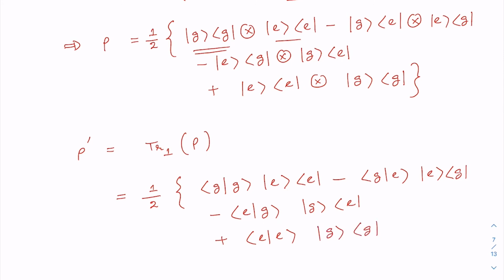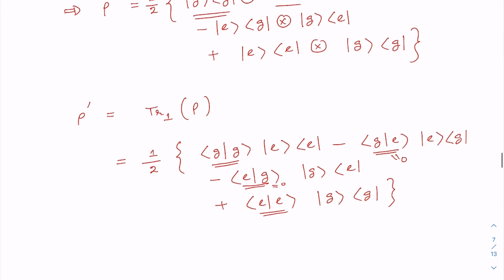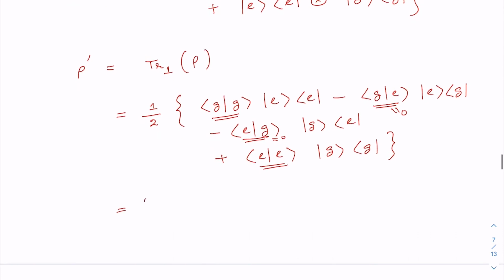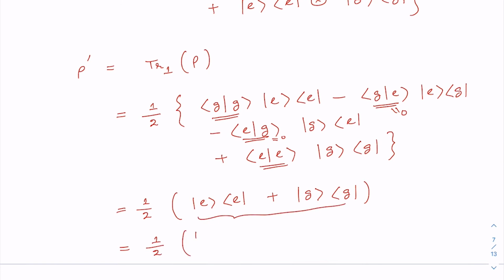And I know that these kets Z and E are orthogonal to each other, so this is normalized, this is normalized, but this is equal to 0. They are orthogonal to each other, so the scalar product would yield 0. So I will end up with half (ket E bra E plus ket Z bra Z). In fact, this is nothing but the identity matrix, 1 0 0 1.